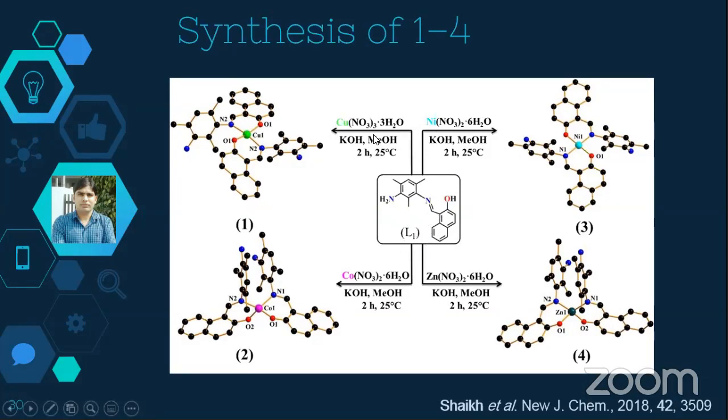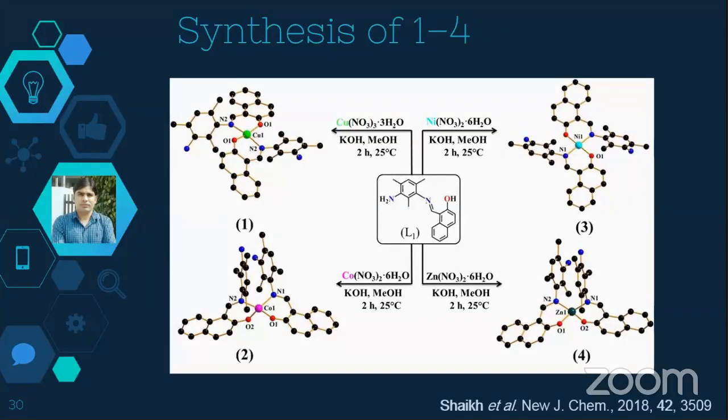When we treated that ligand with different metal ions, in case of copper, it forms a mononuclear copper complex. In case of nickel, it forms a similar type of mononuclear complex, with a 1:2 ratio. One part is the metal ion, the other two parts are the ligand. When we treat it with zinc in a similar fashion, a monomeric form is formed, and with cobalt also. So with all four metal ions, monomeric metal complexes were formed.